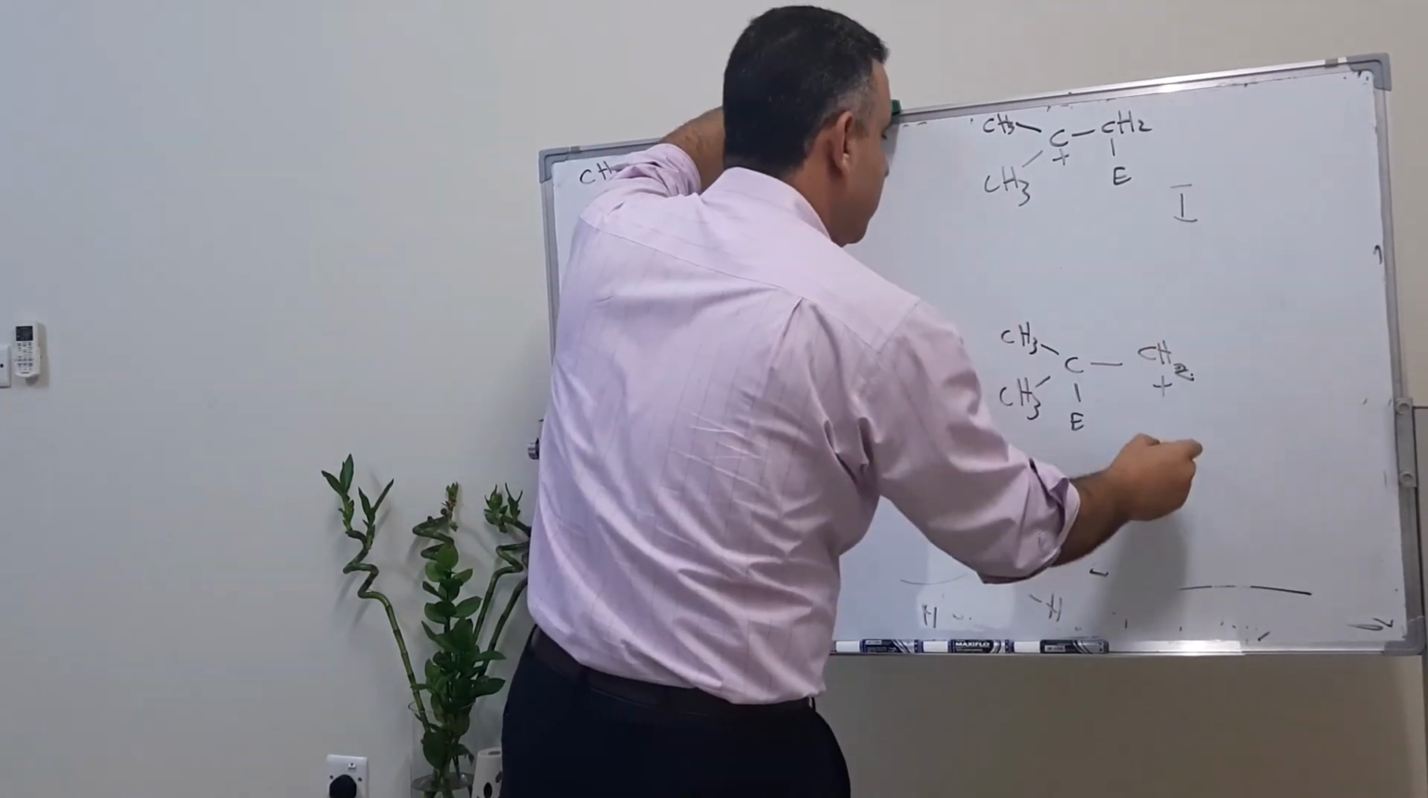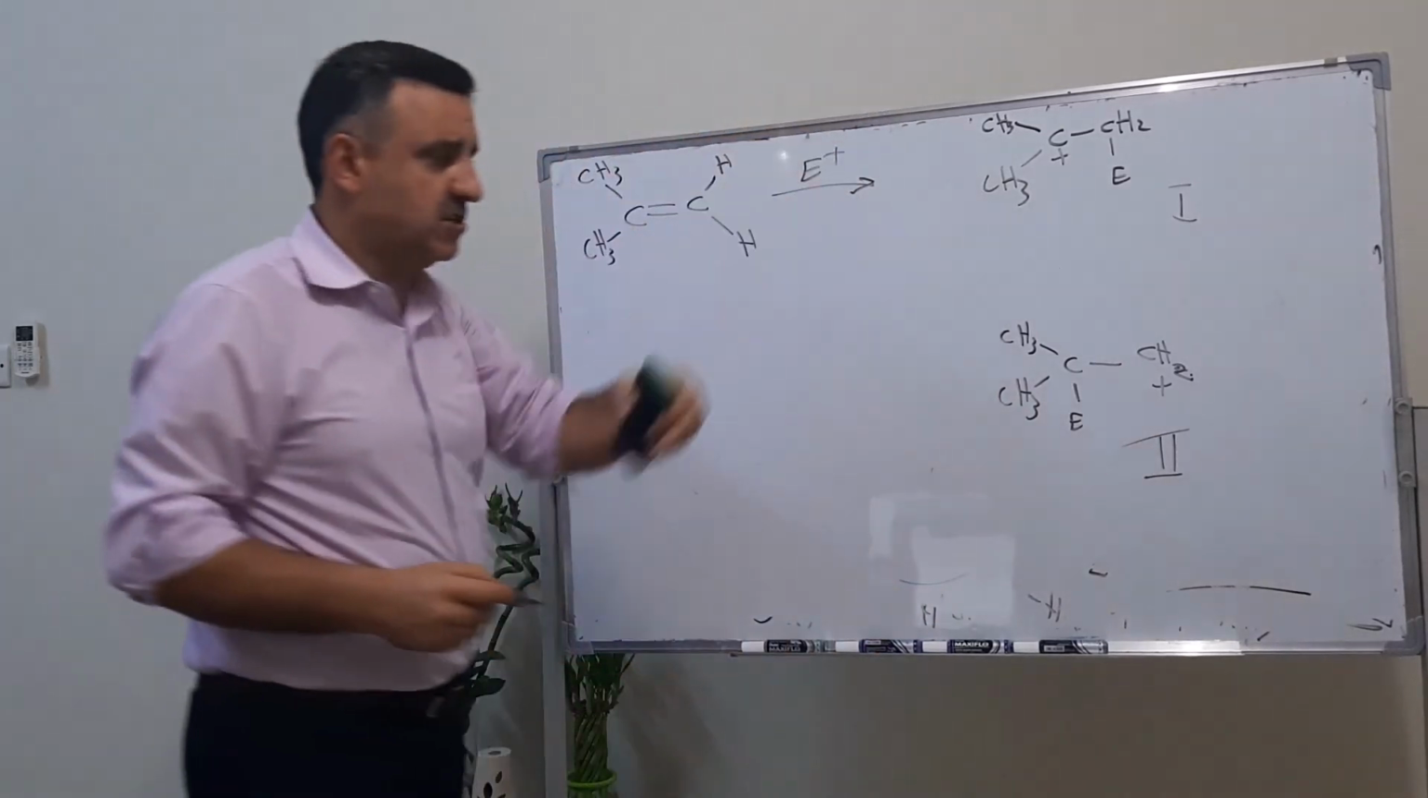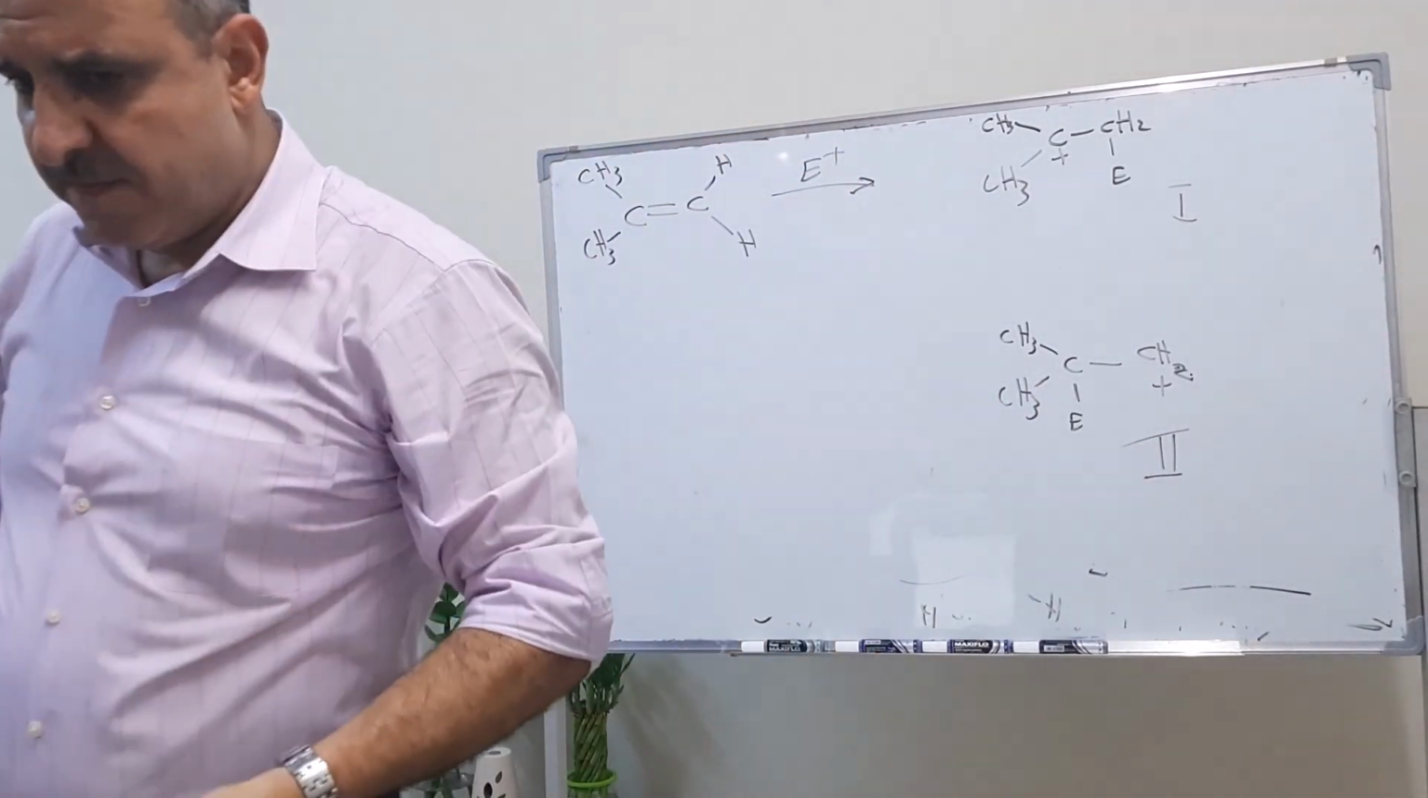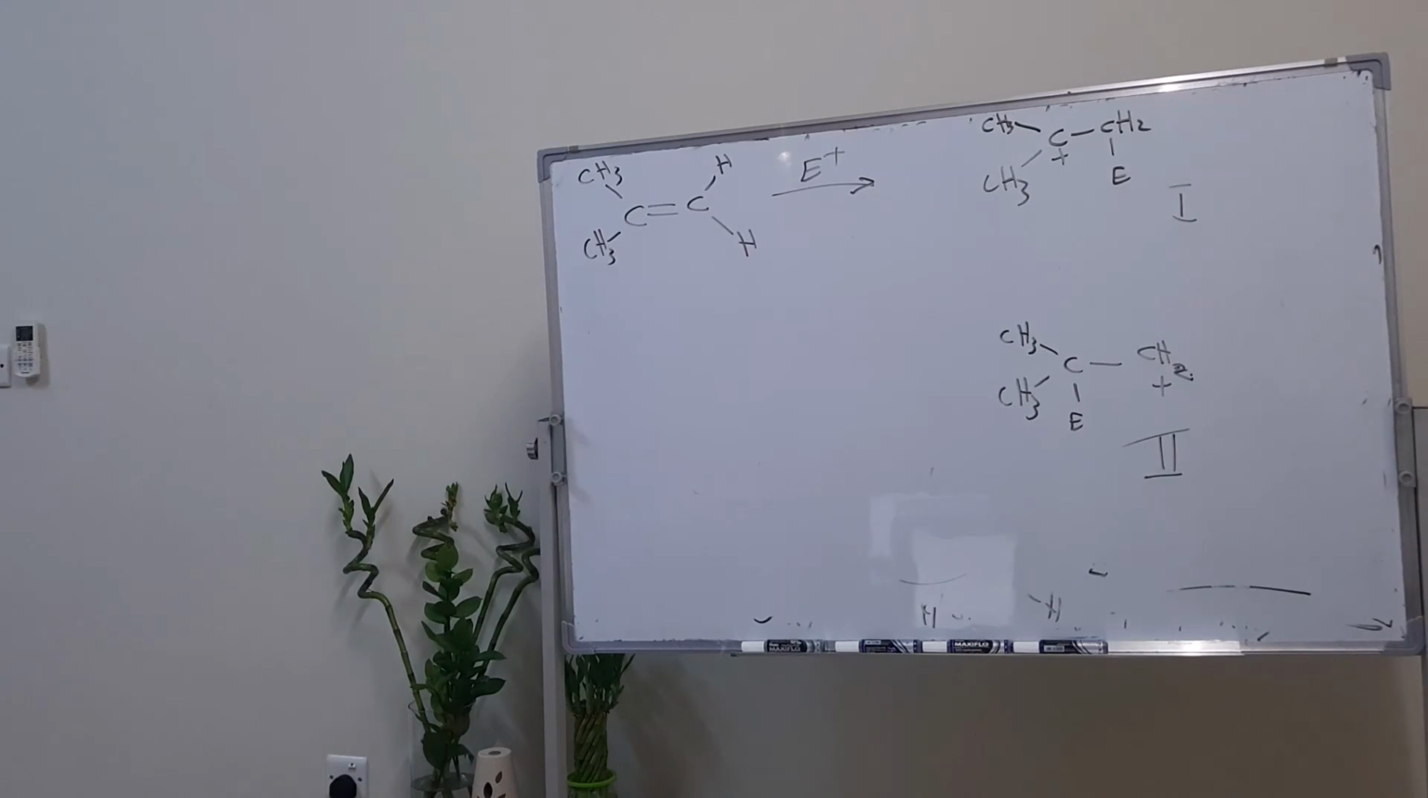So we do have two possibilities for the formation of the carbocation if we have an unsymmetrical alkene. Which of the two will be favored? Formation of the first carbocation or formation of the second carbocation, and why? Based on what we have just studied a few minutes ago, which is the more stable carbocation, the first carbocation or the second carbocation?